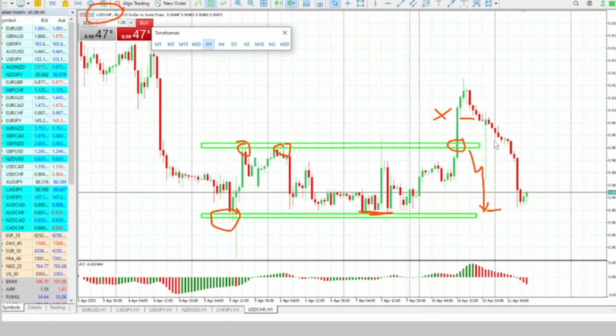But put the setup in your head. What are you looking for? Support. 3 support areas, even 4. Assuming this one also came around, you should have made it 4. After I get this, you just draw your horizontal lines.